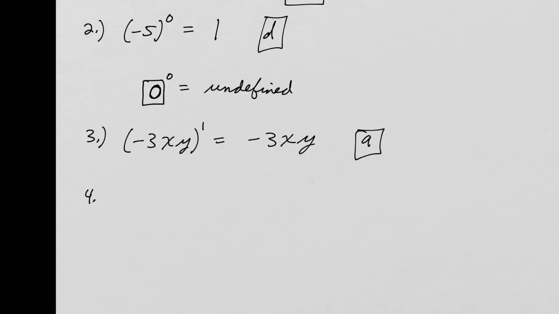Okay, 4. If I have w to the 6th times w to the 3rd times w squared, how do I simplify this? Well, this is the product rule, right? Remember, if you multiply a bunch of powers together and they have the same base, then the product rule says you keep the base and you add the exponents. Well, what's 6 plus 3 plus 2? That's 11, right? So this will be w to the 11th power. So that should be B in this case.